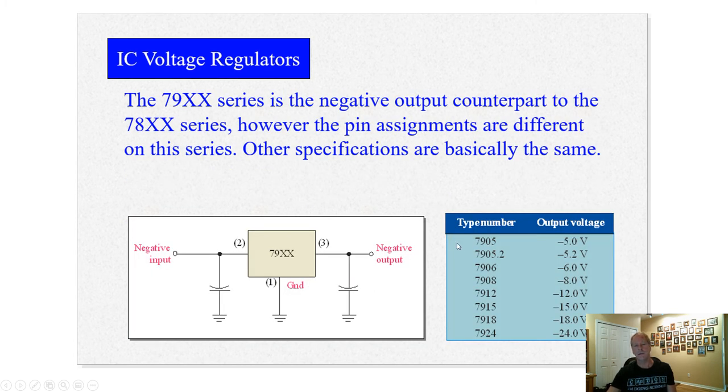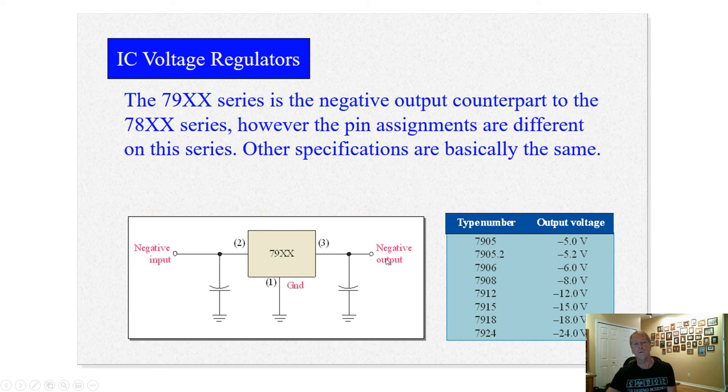79 series regulators are negative series regulators, so you have a negative input and negative output. Same idea though. The type number 7905 is minus 5 volts, 7912 is minus 12 volts. Never heard of this, 7905.2. I didn't even know that existed. I've never heard of that before, but I guess since it's here, it exists. 7906 is minus 6 volts, so it's negative input, negative output.